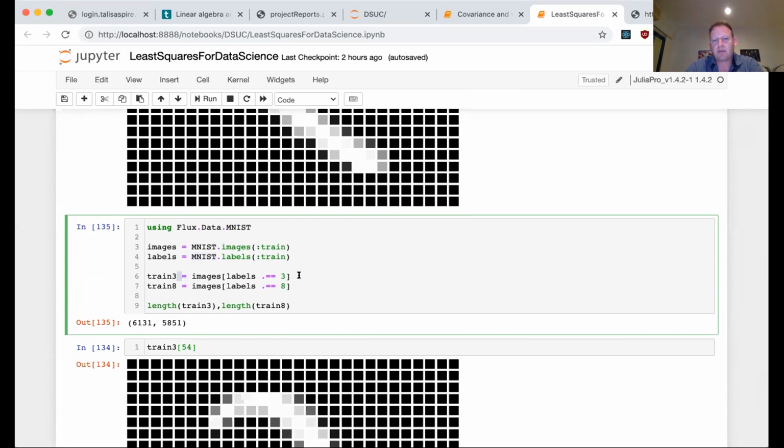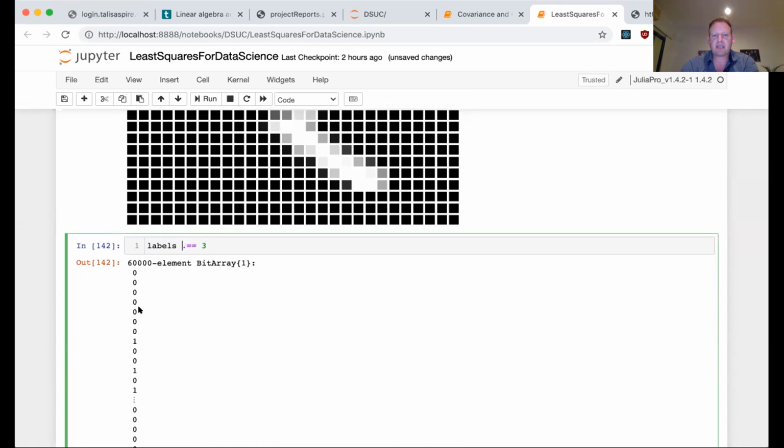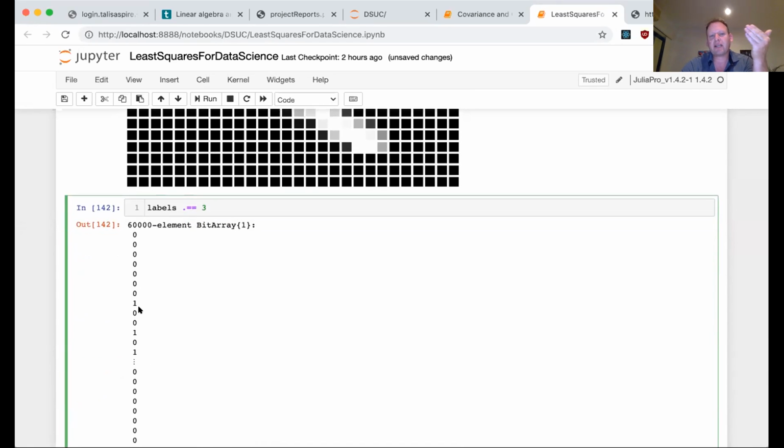By the way, the data set has a train set and a test set. There's 60,000 training images and 10,000 images that are considered for testing. We're only going to take the images that are 3, and the images that are 8. We select the images if their label is 3. This returns a Boolean array of length 60,000, 60,000 zeros and ones, where approximately 1 in 10 is a 1.